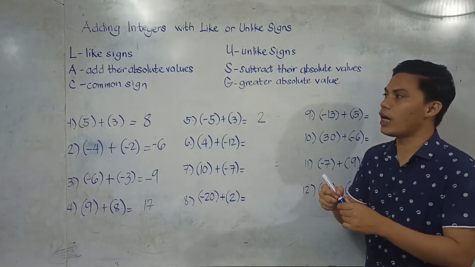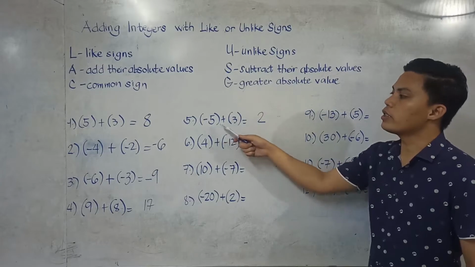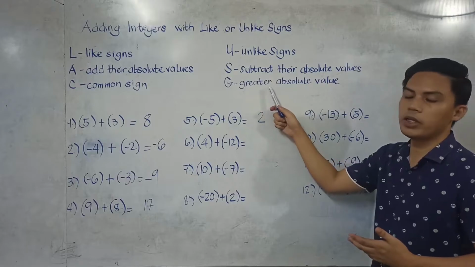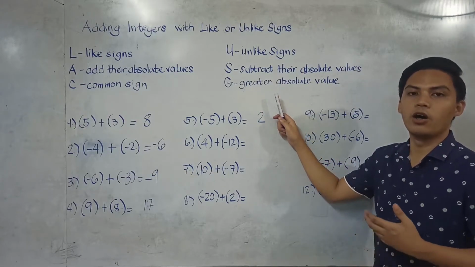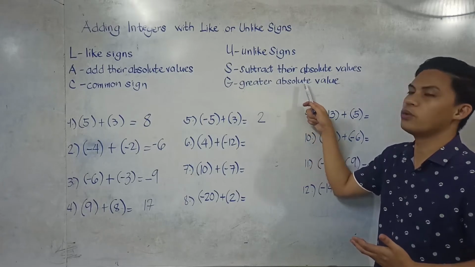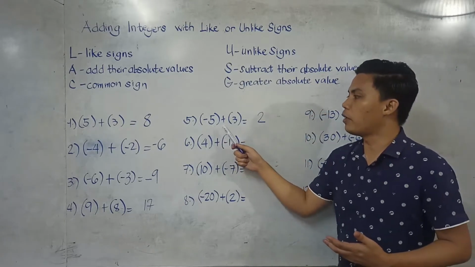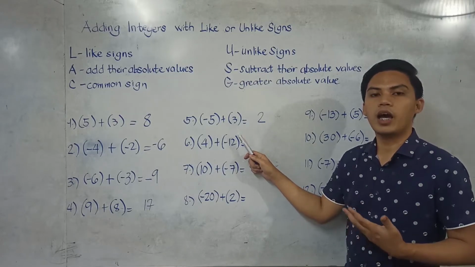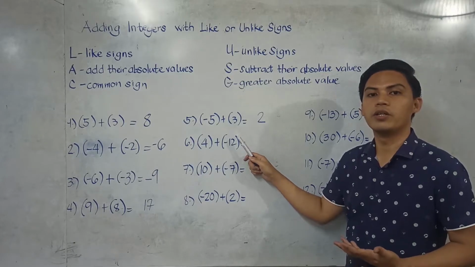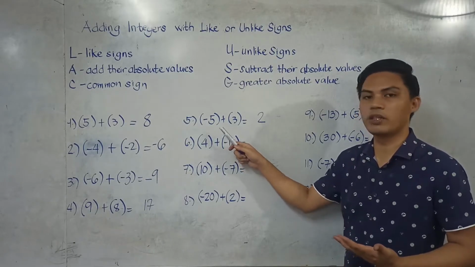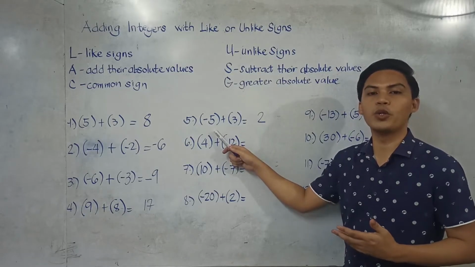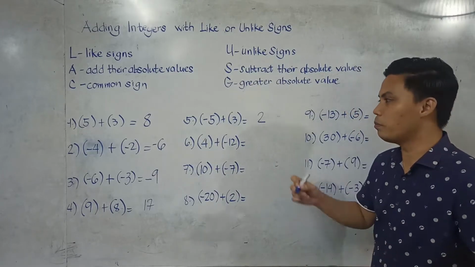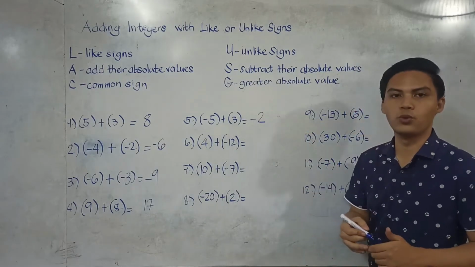Now, sa last step, kailangan natin mag-decide kung saan sa dalawa ang may greater absolute value. So, sa last step na G, ibig sabihin nito, we're going to copy the sign of the integer with the greater absolute value. Okay. Negative 5 and positive 3, yung kinuha natin na absolute values nila, sino ang may mas malaking absolute value? Ang may mas malaking absolute value is ang negative 5. Tama? Kaya, we're going to copy the sign of 5, which is negative. Therefore, our final answer will become negative 2.